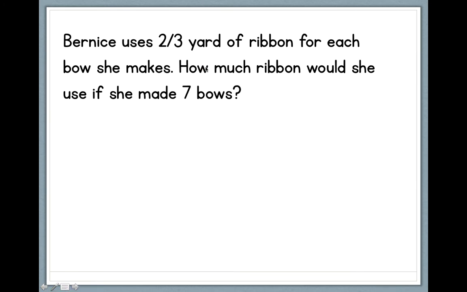Okay, let's go ahead and give this word problem a try. Bernice uses 2/3 yard of ribbon for each bow she makes. How much ribbon would she use if she made 7 bows? So think about a ribbon, about a yard of ribbon. And Bernice is using 2/3 of that ribbon to make one bow. But she wants to make 7 bows. So we want to know how much ribbon, or how many yards, she would use if she made 7 bows.